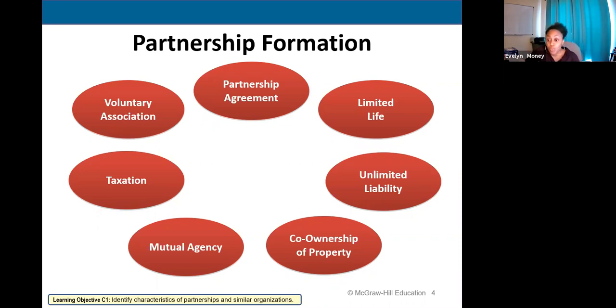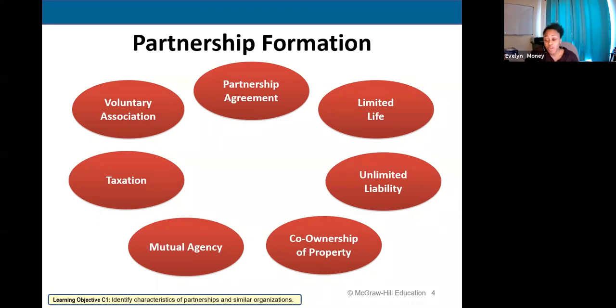All of the partners own the assets of the business together, so there is co-ownership of property, very similar to a marriage. The partnership, I say all the time, it's very similar to a marriage, but definitely not the best form of business. And there's one other key concept as it relates to a partnership, and that is mutual agency.